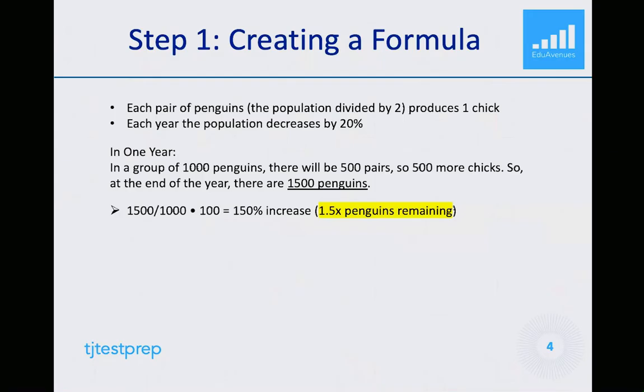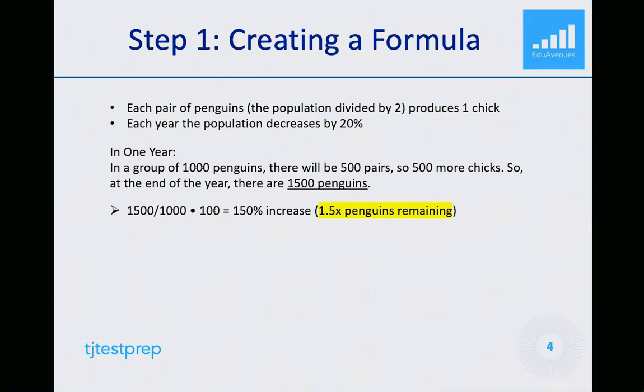We can use this information to find the percentage of population increase. We can divide 1,500 by 1,000 and then multiply that by 100 to get a rise of 150 percent per year. This can also be expressed as 1.5 in decimals.